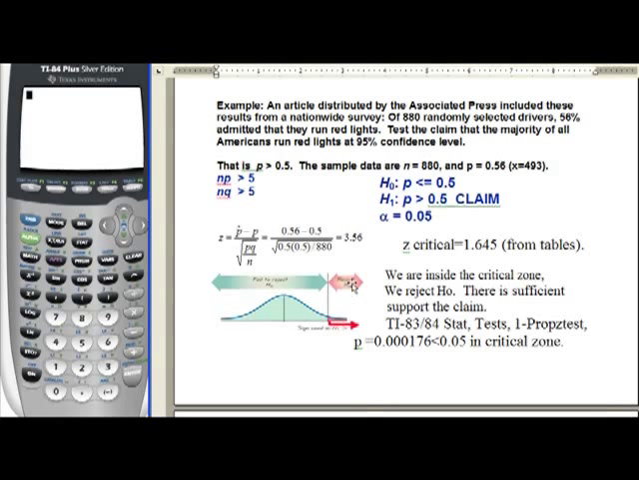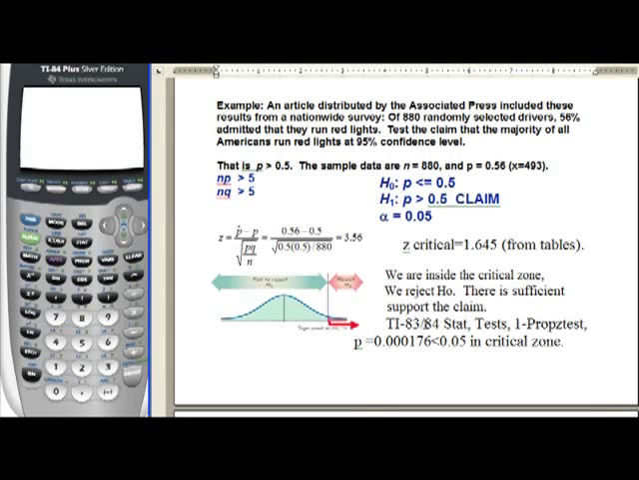So what happens? We are inside the critical region. We reject H-null. That means the claim is good. How do we word that? There is sufficient evidence to support the claim.